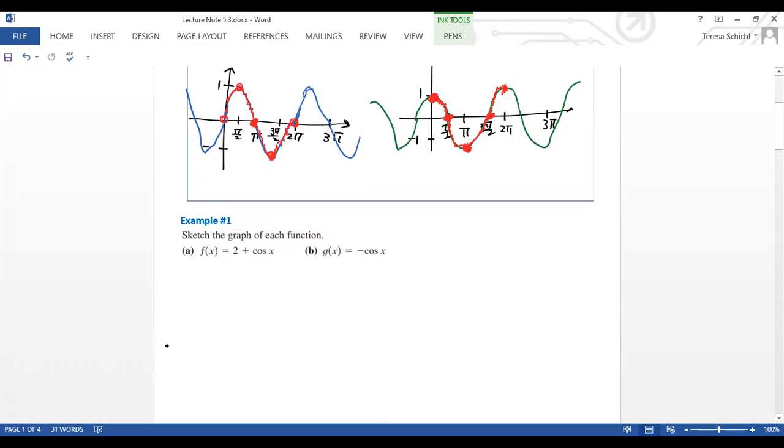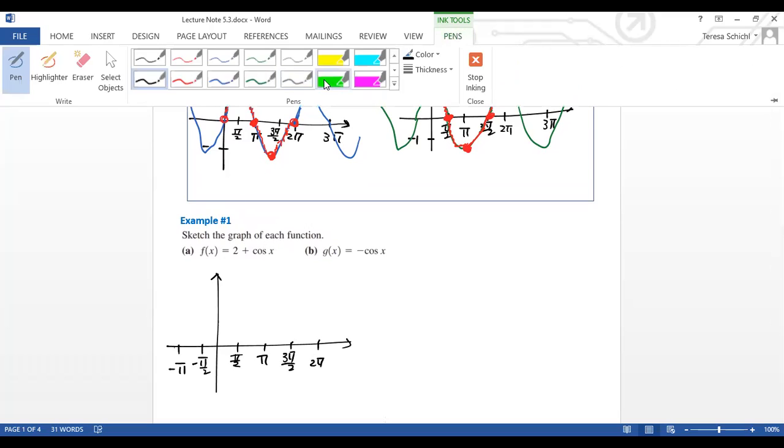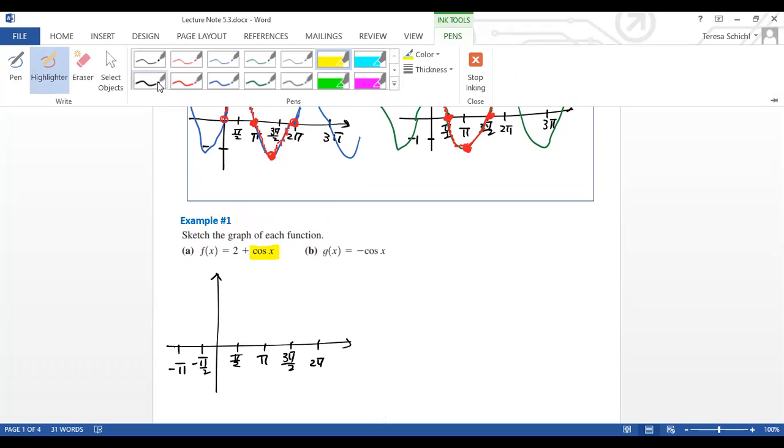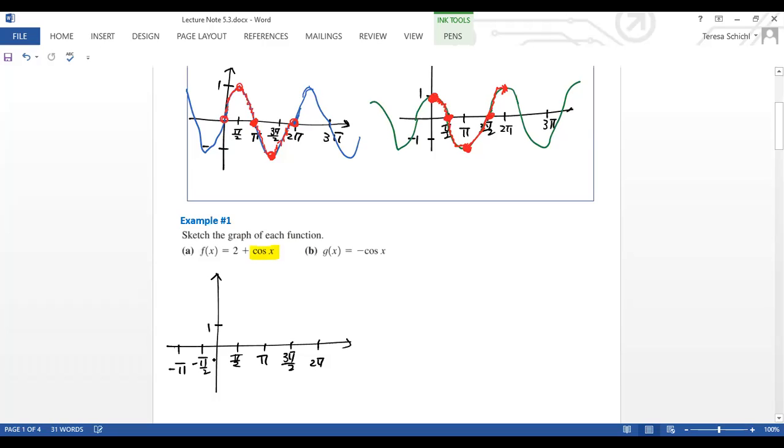So just like we did for our previous ones, when we do the transformation, this is pi over 2, this is pi, this is 3 pi over 2, this is 2 pi. This is negative pi over 2, this is negative pi. First, let's try to graph my parent functions here. Let's say this is 1, this is negative 1, and negative 1 should be a little bit bigger here.